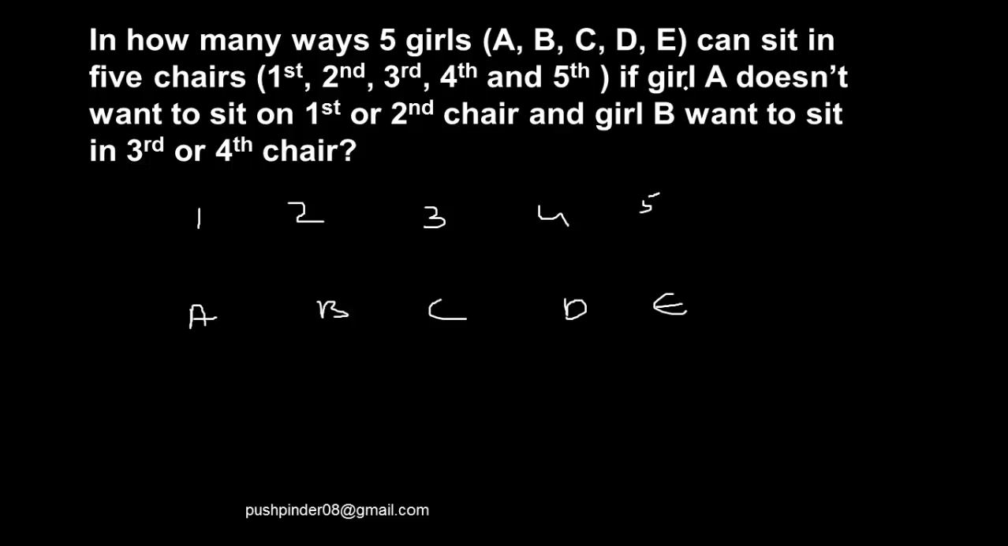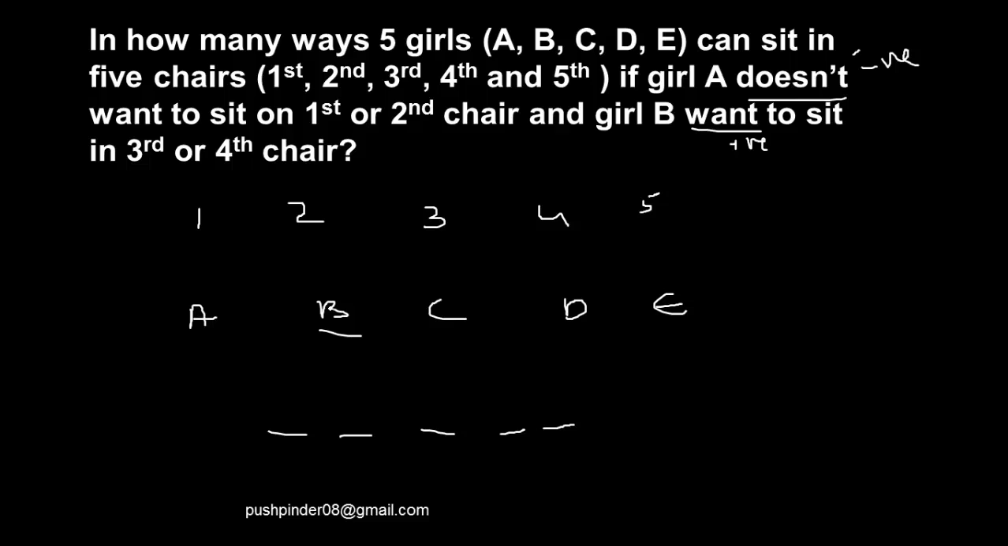So now let's see the condition. Girl A doesn't want to sit on first or second chair. So now girl A doesn't want to sit, so it's a negative condition. Girl B wants to sit, that means it's a positive condition. So what do we do? We satisfy the positive condition first. Girl B wants to sit on third or fourth chair. Now let's satisfy girl B's condition first.